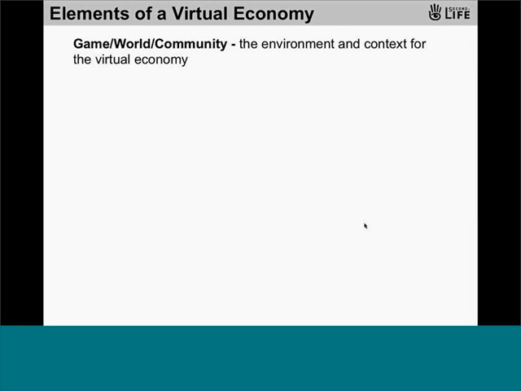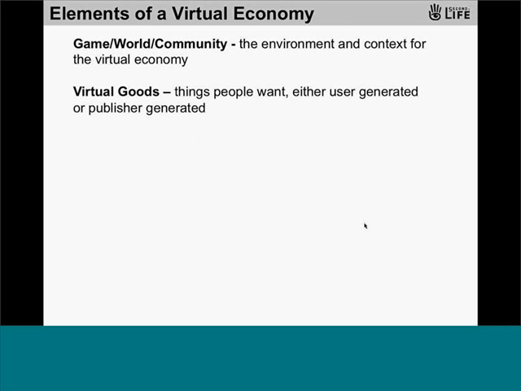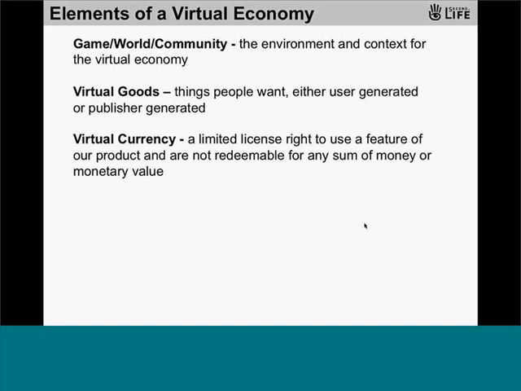Great. So now that we've sort of established that our economy is large and interesting, let's actually just quickly talk about the elements of a virtual economy. Obviously, there's the environment, the context for the virtual economy. There are the virtual goods, which are the things that people want, whether they're user-generated or publisher-generated, as we discussed. But then there's the virtual currency. And I think this is important. I want to read the words here, word for word, so you guys can think about them.